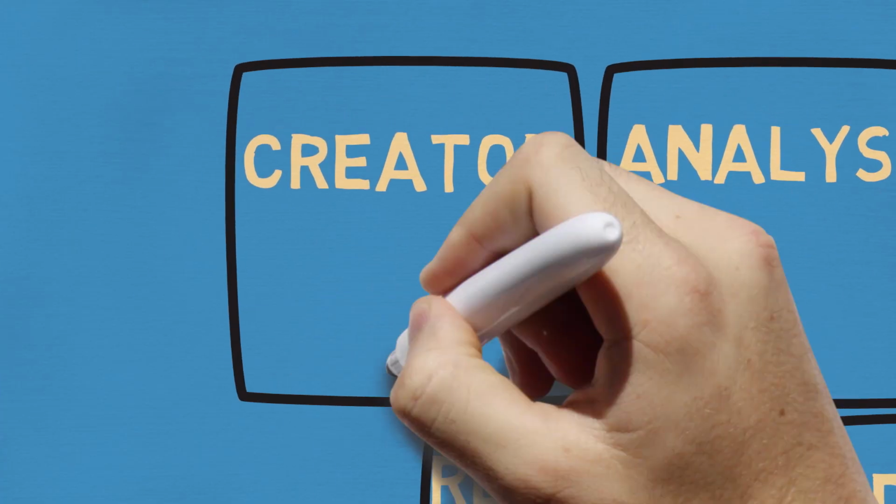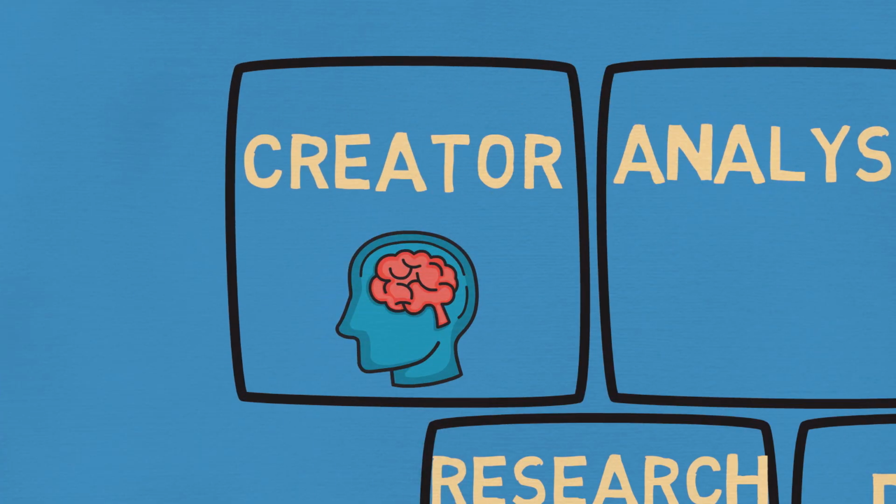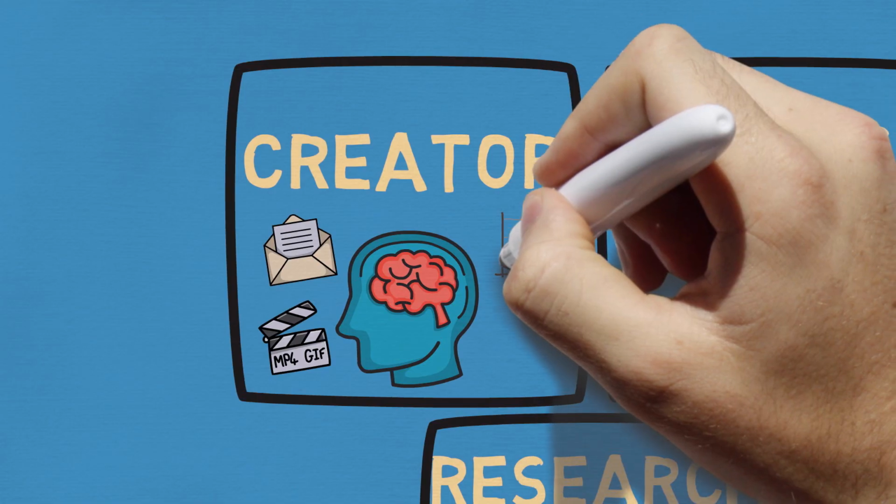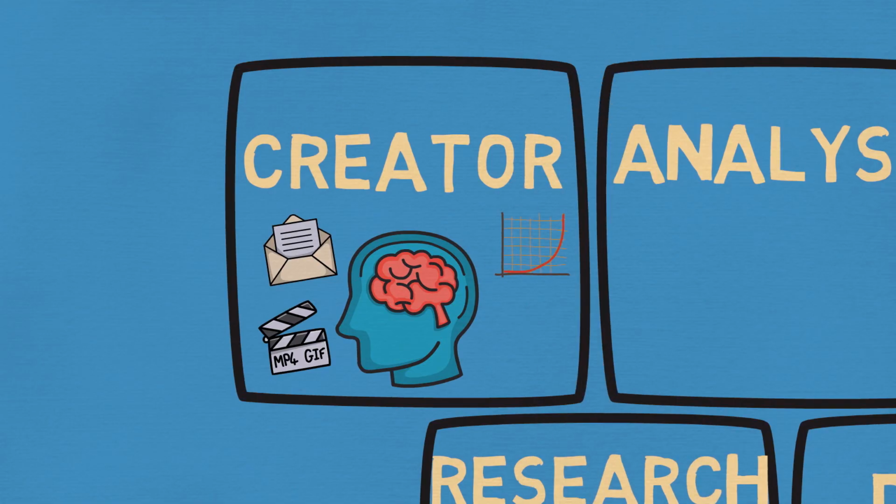Firstly, AI as a creator. It can make things for you, like draft an email, a report, or a business plan. It can generate an image or a video from a description. It can build a spreadsheet or presentation for you. It can write code or even create an app. So it can actually make things for you.